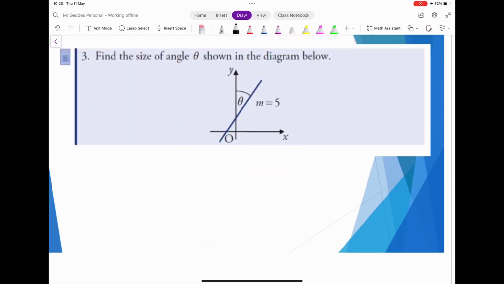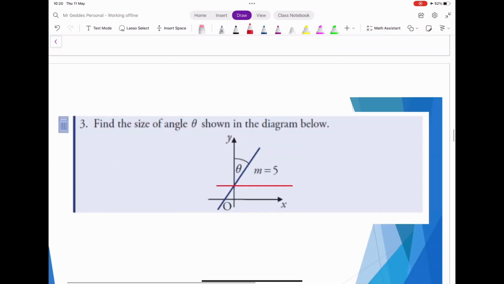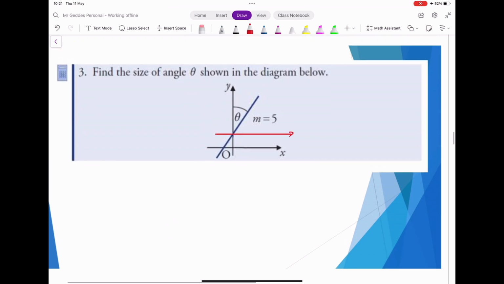Okay, this one, find the size of the angle theta shown in the diagram below. So we've got to watch out, we're given the gradient this time, so we don't need to do y2 minus y1. But hang on a second, theta is the other angle, it's not the angle along the x-axis this time. So if I draw in a straight line along the bottom there, we can see the angle that we're actually going to have to calculate in order to find theta. So if we pop in a wee x in here, that's the angle we're after, and we can then find theta.